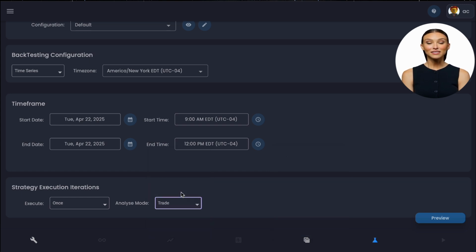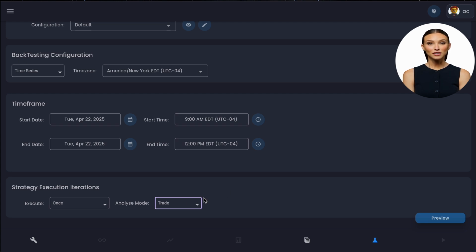Trade-level analysis is the next option. In this mode, strategy state snapshots are captured only at trade-related events, such as positions opening and closing. It provides an efficient way to understand how the strategy behaves at trading decision points.